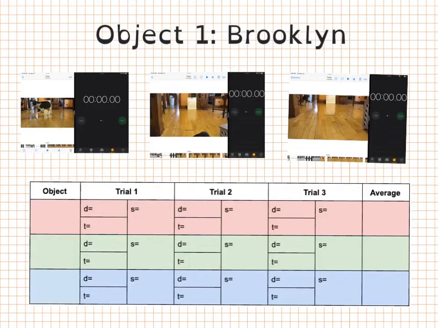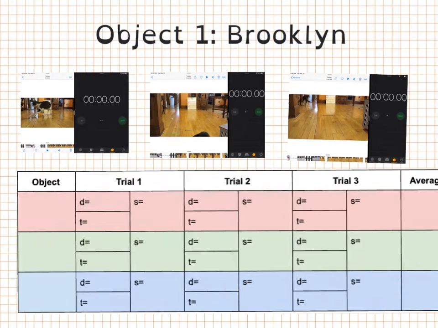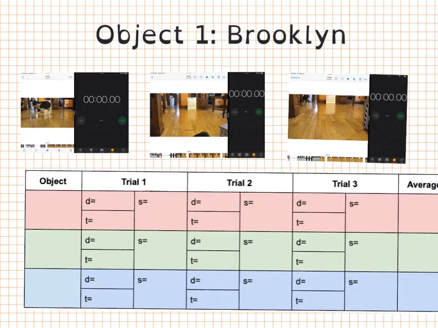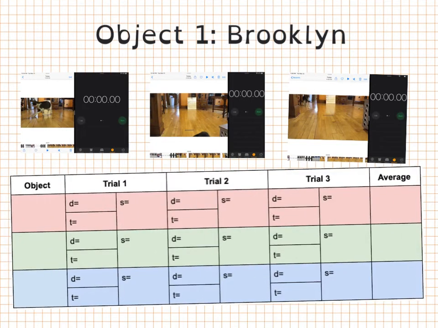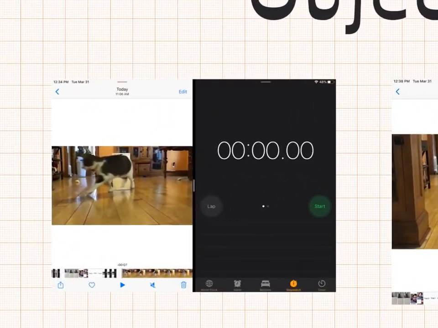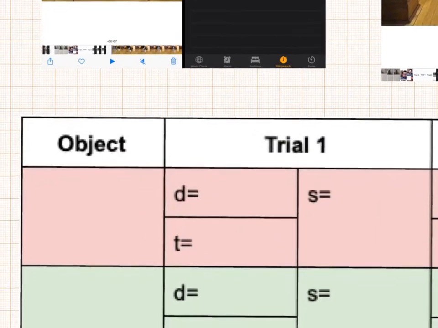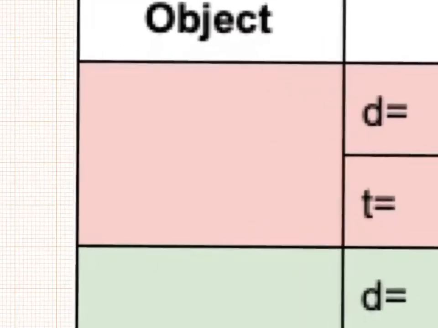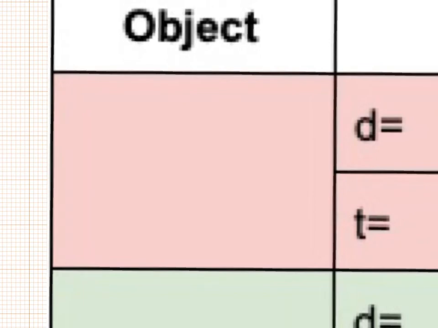All right, so let's get down to business. I'm starting with Object 1, Brooklyn. I am going to zoom in, just so that my writing is a little bit clearer. There we go. And I'm going to write Brooklyn as my first object.